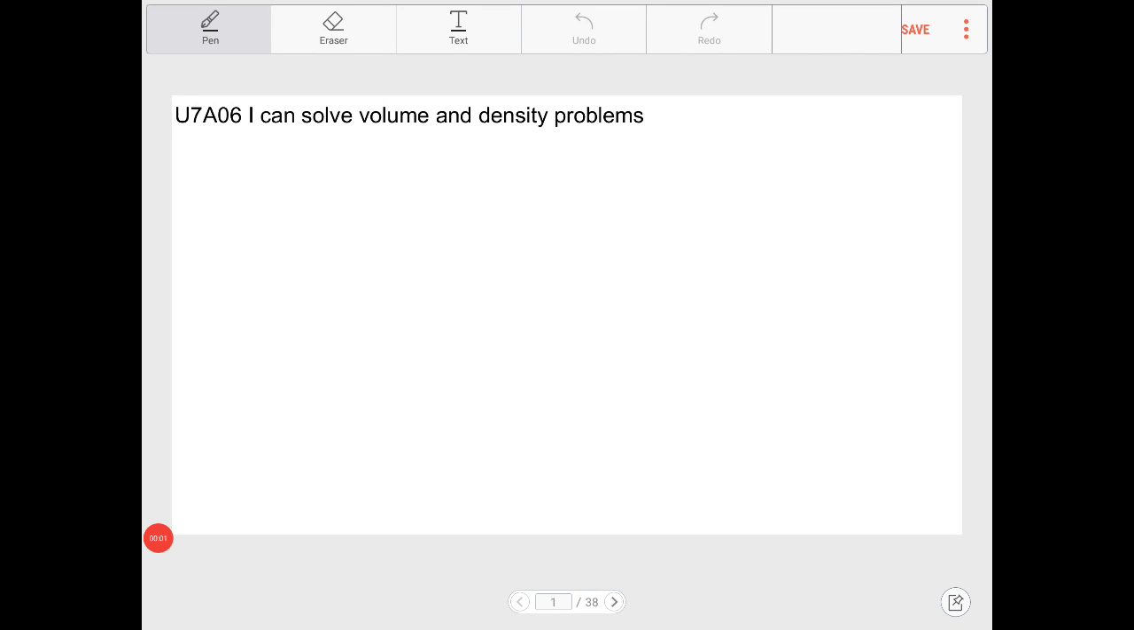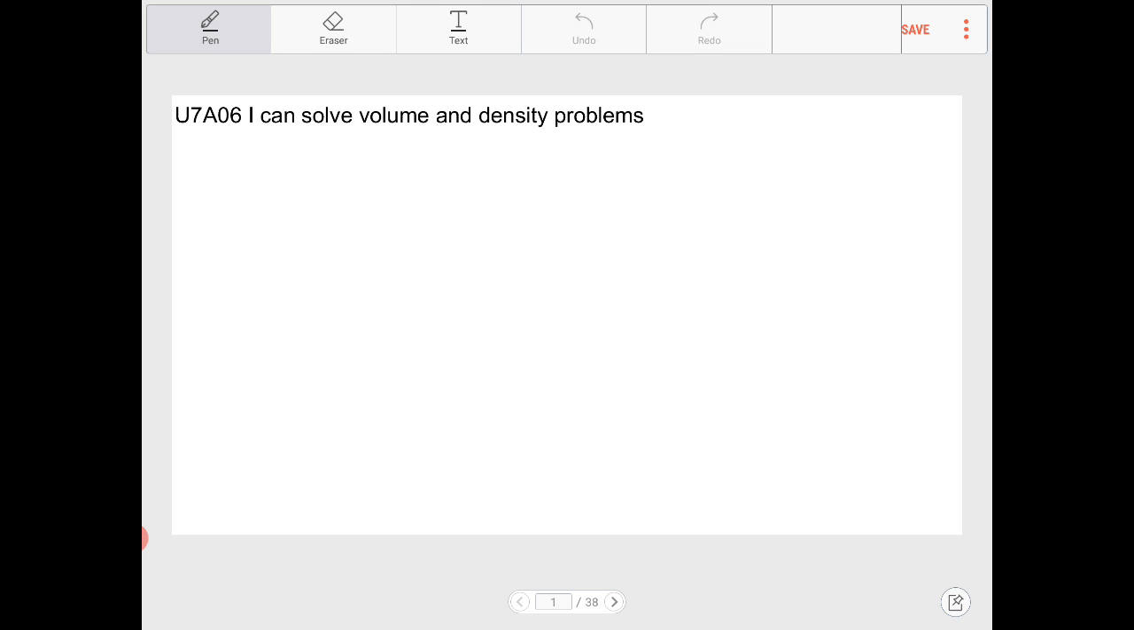Hello students, by the end of the video you should be able to say I can solve volume and density problems. So this lesson is actually going to be a little more involved. We're not only going to solve volume and density of different objects, but we are going to be solving problems where you will need to apply concepts of volume and density.